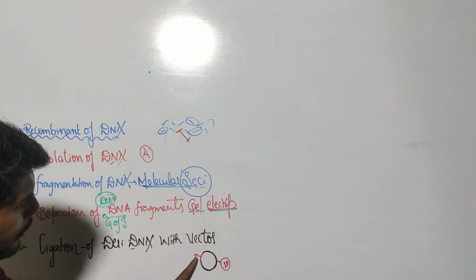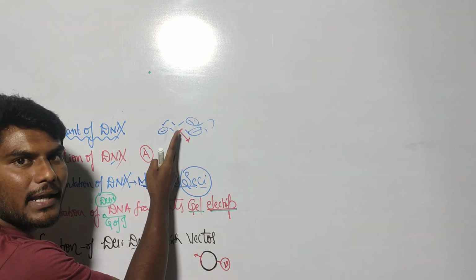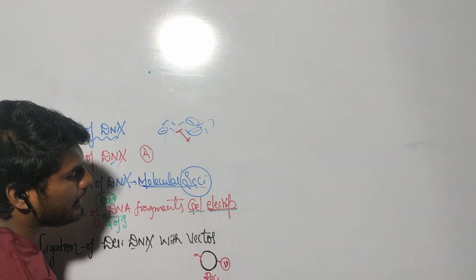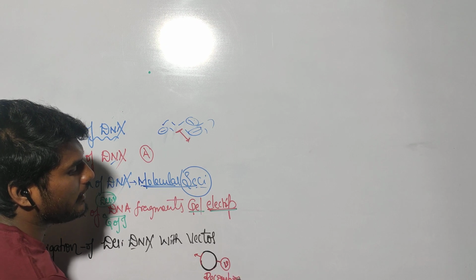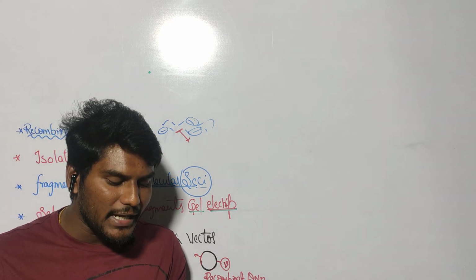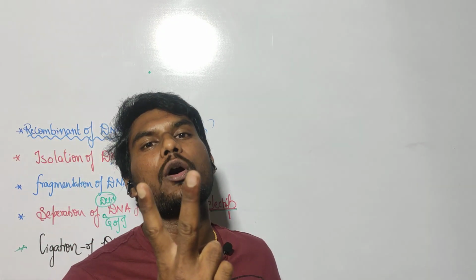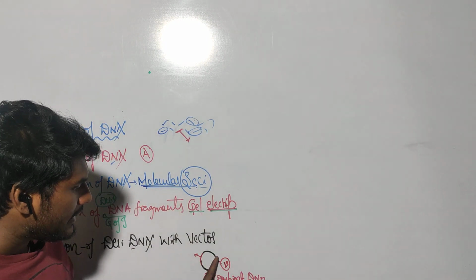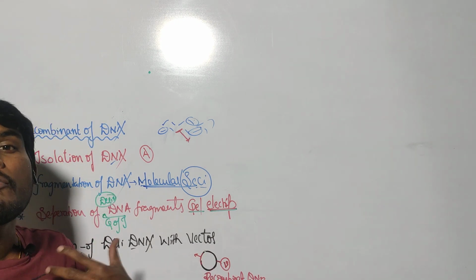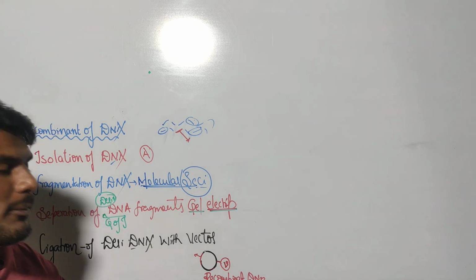Our gene of interest. So what happened? We cut the DNA and we joined the DNA. So we call this recombined DNA, or recombinant DNA. Recombinant DNA contains DNA from how many organisms? Two organisms. Number one is the vector DNA, which is circular, and along with the vector DNA there is our gene of interest. Now this is the recombinant DNA.